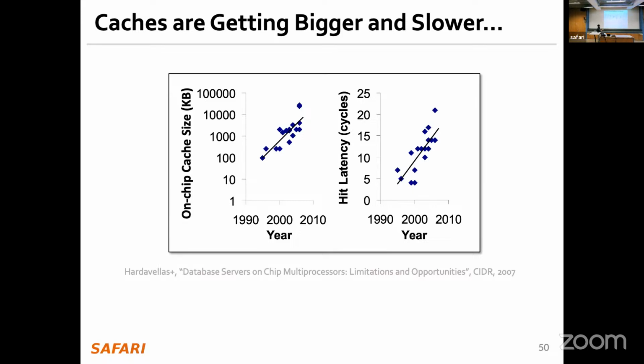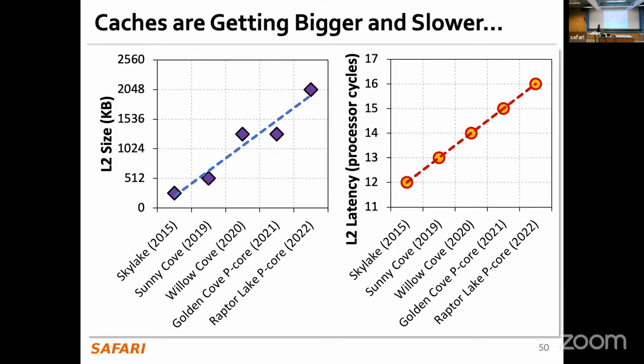Now, if you look into more recent processors, this is Intel's Skylake all the way up to Raptor Lake, which came out in 2022. There we also see that the L2 size and the L2 latency are increasing at a pretty steady rate. And the funny part is that by the time we incepted the idea, Golden Cove was the state-of-the-art microarchitecture, in 2021.